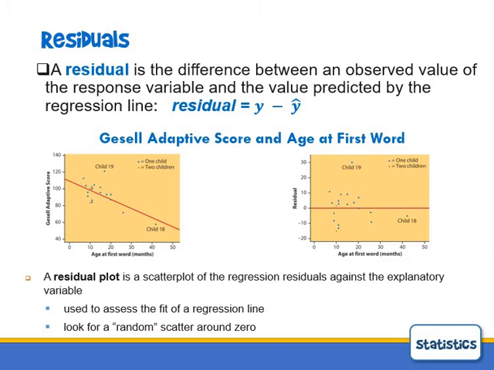So a residual plot is a scatter plot of the regression residuals, y minus y hat, against the explanatory variable. That's used to assess the fit of the regression line, how far are those things scattered around the regression line. So you look for random scatter around 0. It's a way of taking the line and centering it at 0, making a horizontal line.